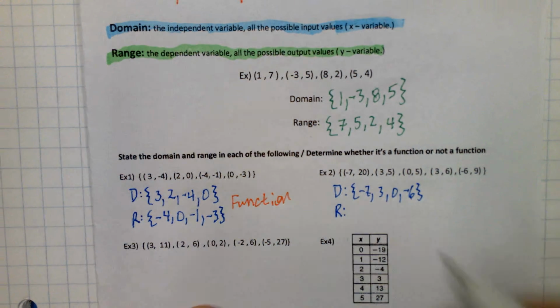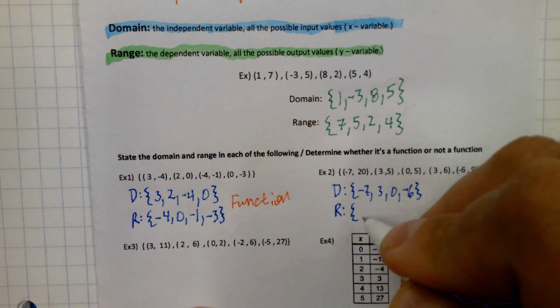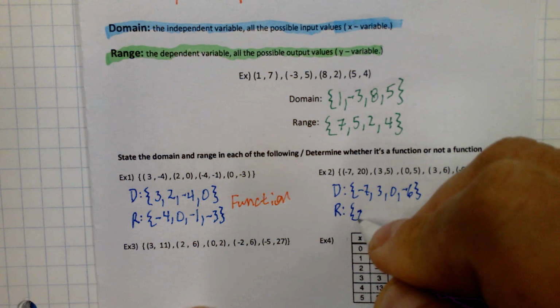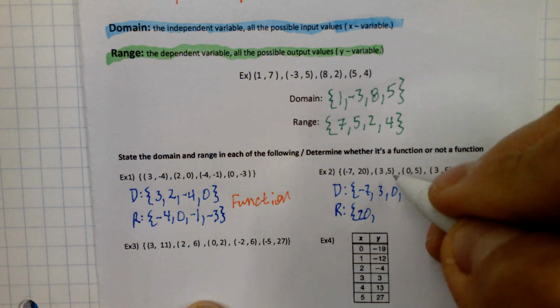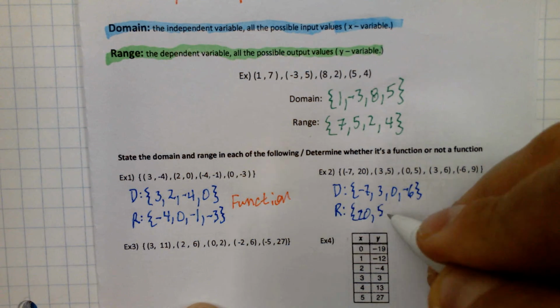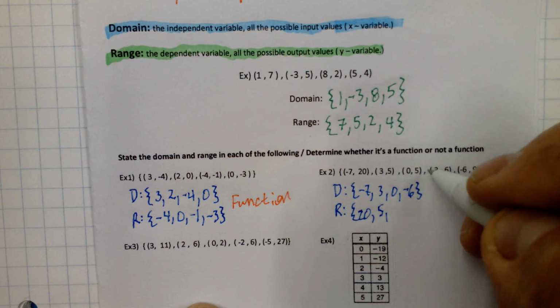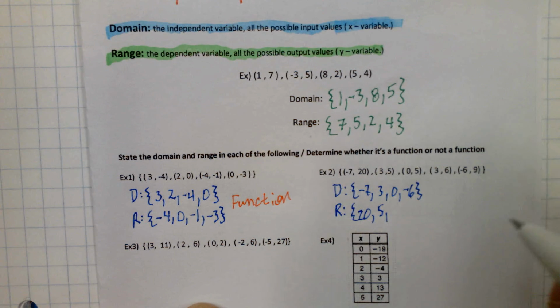Okay, let's write down the range. 20 rather. Then 5. 5 again, so we only list it once, 6 and 9.